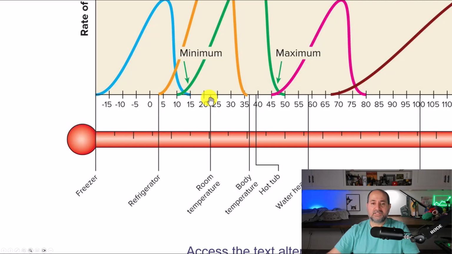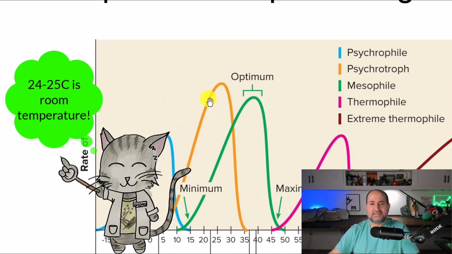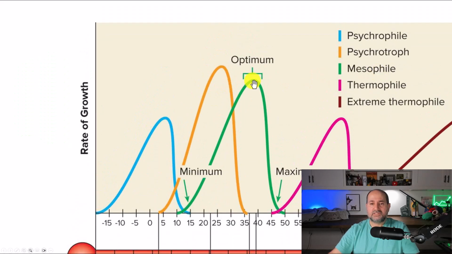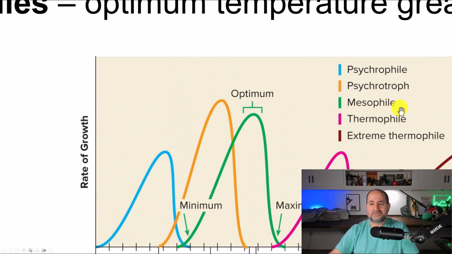I want you to write down that 24 degrees is room temperature. Between 24 and 25 degrees C is room temperature, and that's the realm of the psychrotrophs. And 37 degrees, that's the realm of the mesophiles. Does that make sense? So let me ask you this.